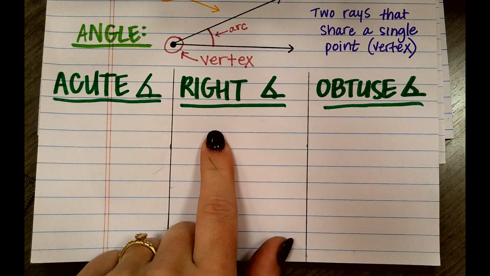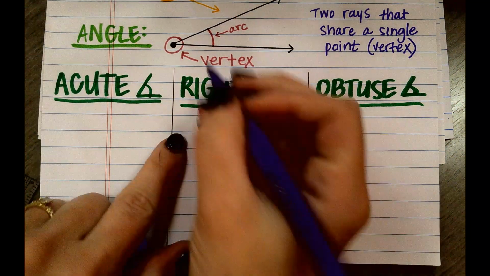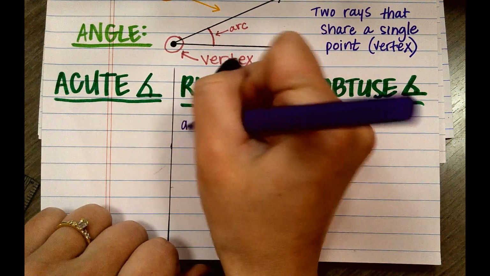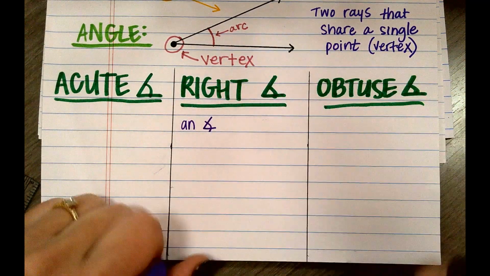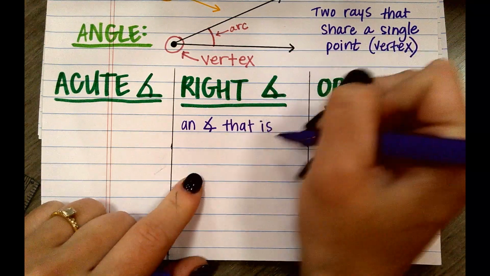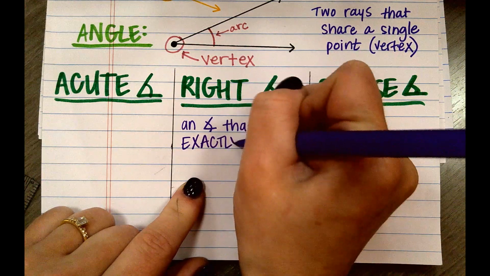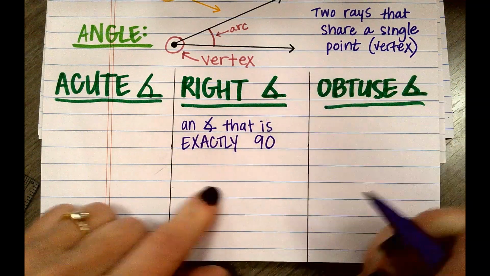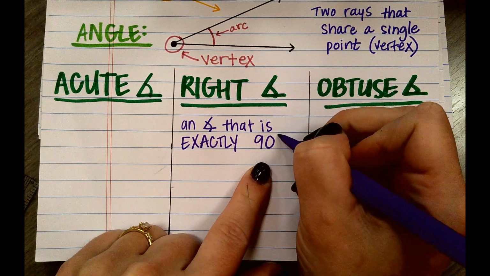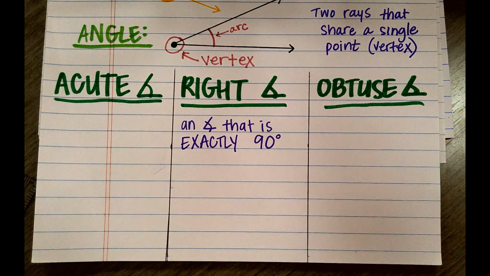So what we're going to put under right angle is an angle that is exactly 90, and degrees is that little circle up here like that. An angle that is exactly 90 degrees. And then we're going to put a little picture in here.